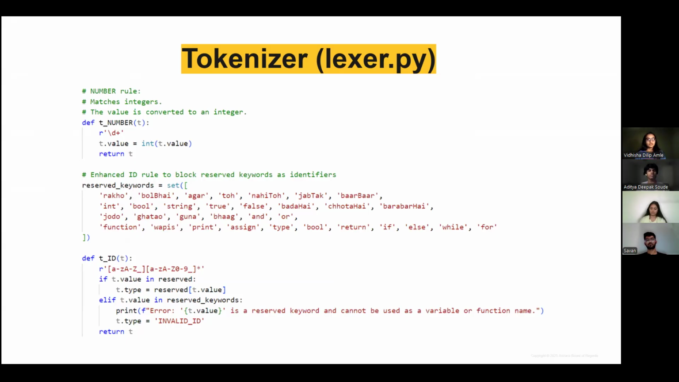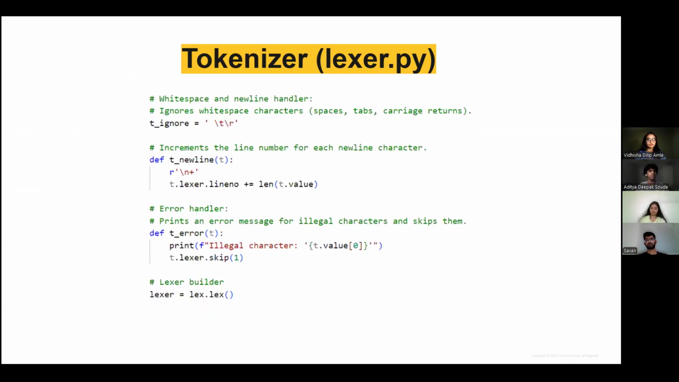Then next we are ignoring any characters such as white spaces and tabs. We are ignoring all those kinds of characters. Then we are looking at new line handling, and we are also looking at error handling. And finally, we have lexer initialization, that is, it builds the lexer using all the definitions given above.